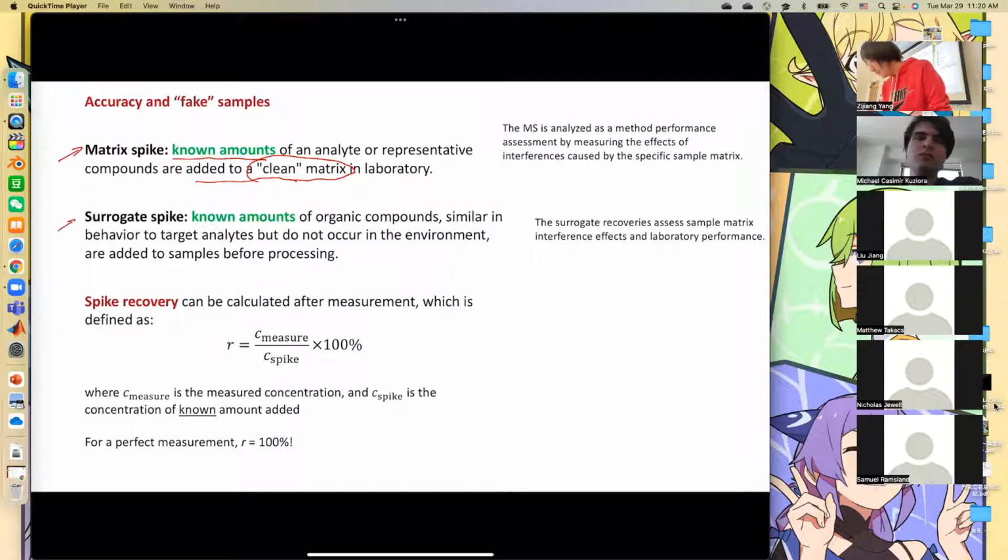And we also have the surrogate spike, where we also use a known amount of organic compounds, similar in behavior to the target analytes, but they do not occur in the environment. They are also added to the sample before processing. Again, this is about the known amount. And we should also know that they usually do not occur in the environment.